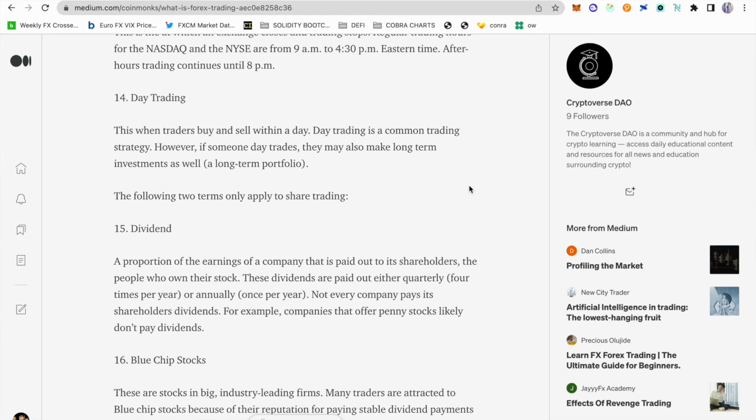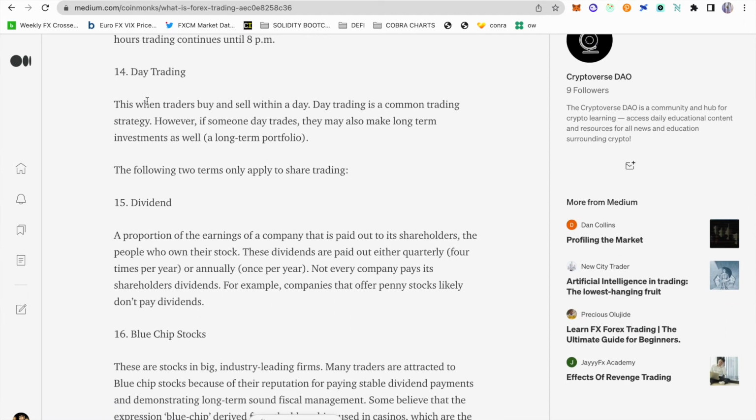So day trading. What is day trading? This is when traders buy and sell within a day. So when a trader takes a position within the day on a Forex pair and then closes on the same day, that person is known as a day trader. So day trading is a common trading strategy. However, if someone day trades, they may also make long-term investments as well, a long-term portfolio.